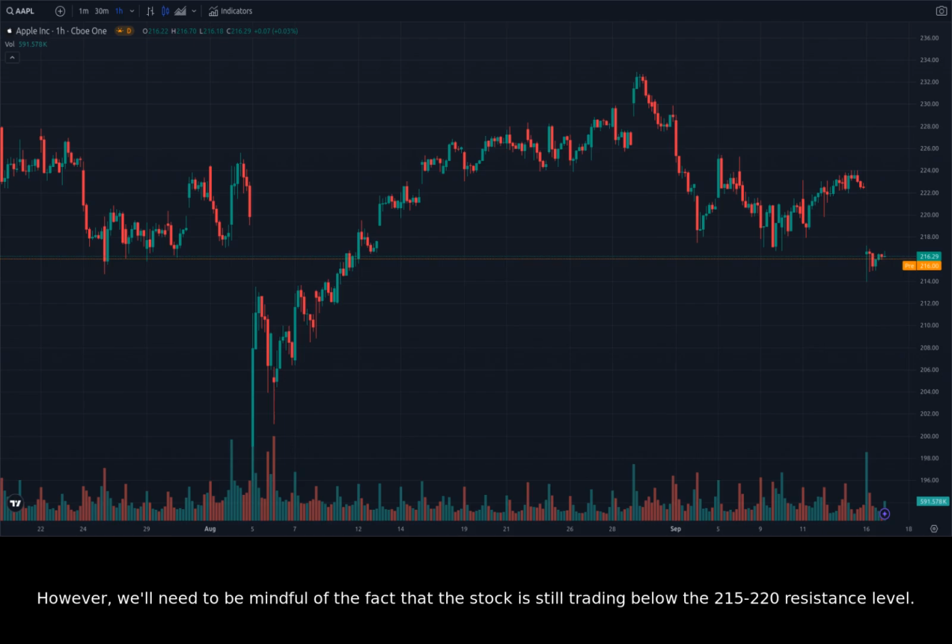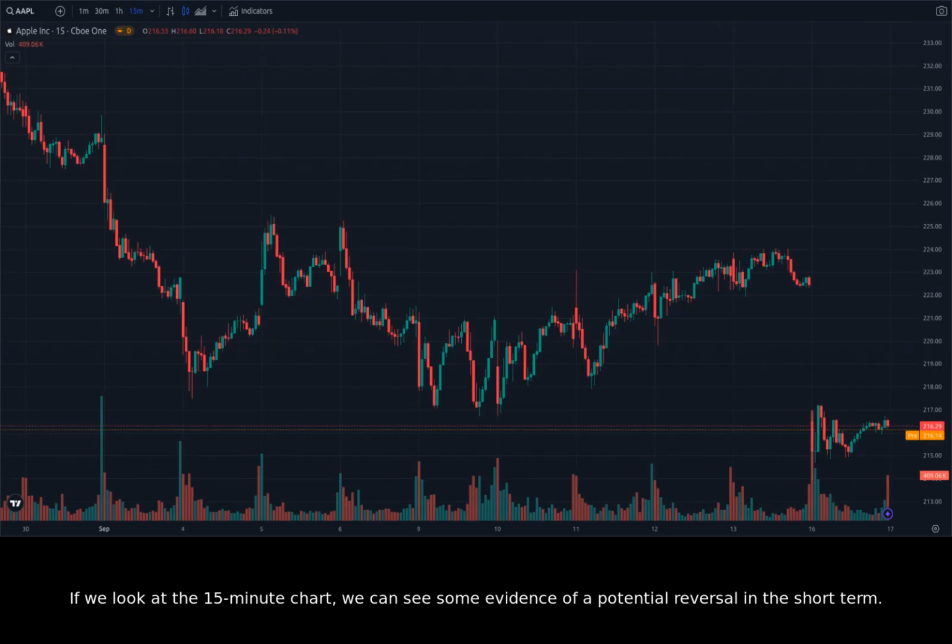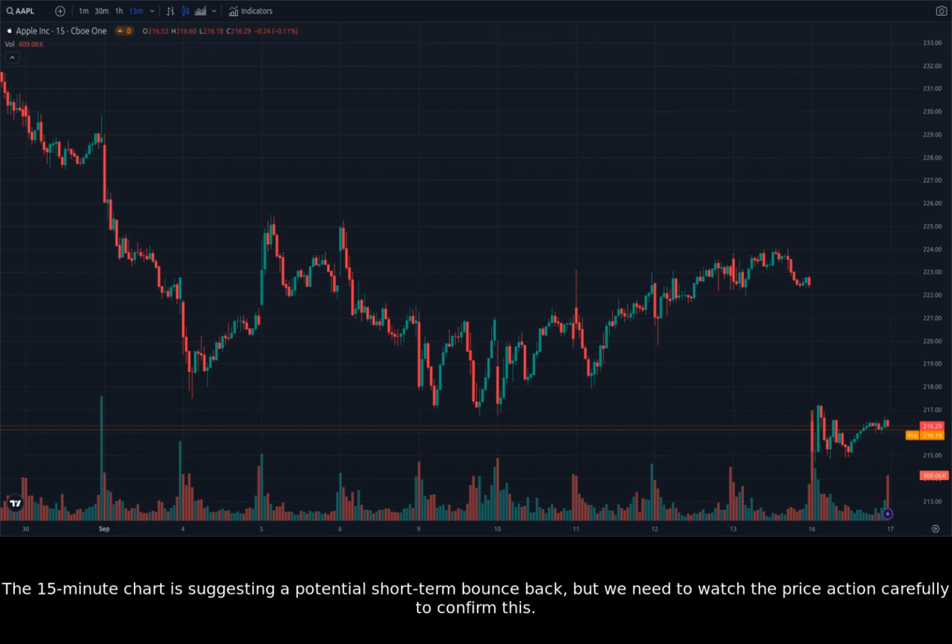However, we'll need to be mindful of the fact that the stock is still trading below the 215 to 220 resistance level. If we look at the 15-minute chart, we can see some evidence of a potential reversal in the short term. The price has bounced off the 216 level, a key support level for the stock. Additionally, we're seeing some signs of bullish momentum with increasing volume and a positive RSI. The 15-minute chart is suggesting a potential short-term bounce back, but we need to watch the price action carefully to confirm this.